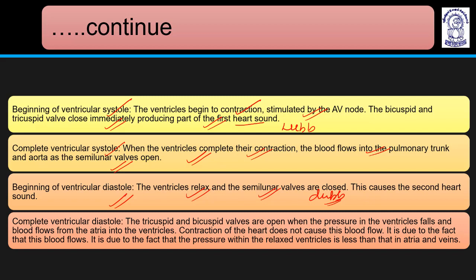Complete ventricular diastole: the tricuspid and bicuspid valves are open when the pressure in the ventricle falls, and blood flows from the atria into the ventricles. The contraction of the heart does not cause the blood flow. This is due to the pressure difference, because the pressure within the relaxed ventricles is less than that of the atria and veins.